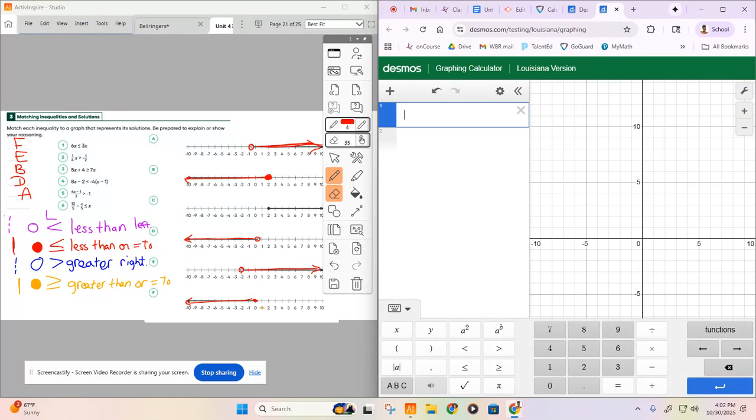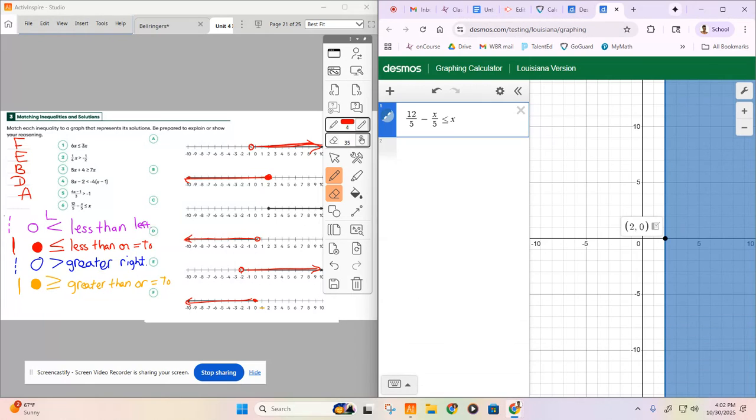And finally, number 6, 12/5 minus x divided by 5 is less than or equal to x. I see it as a solid circle on the 2. It's a solid circle because this is a solid line on the 2, shaded to the right. So C goes with this one.